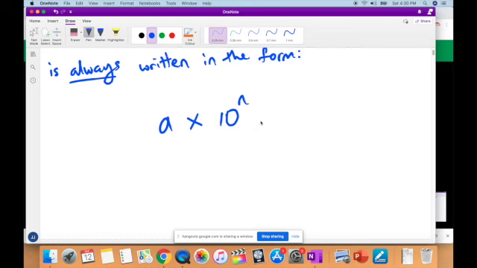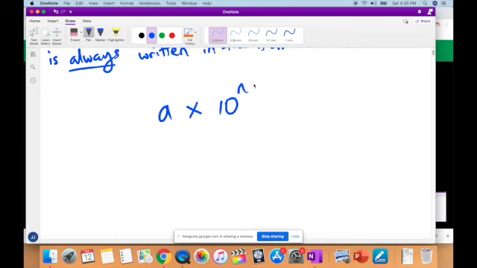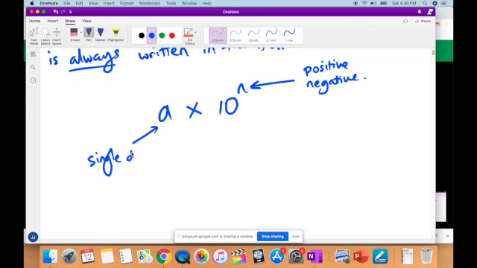We could see here that n could be positive or negative. And we always want this to be a single digit. So I don't want to see 23 by 10 to the 5. This is wrong. This is not standard form.